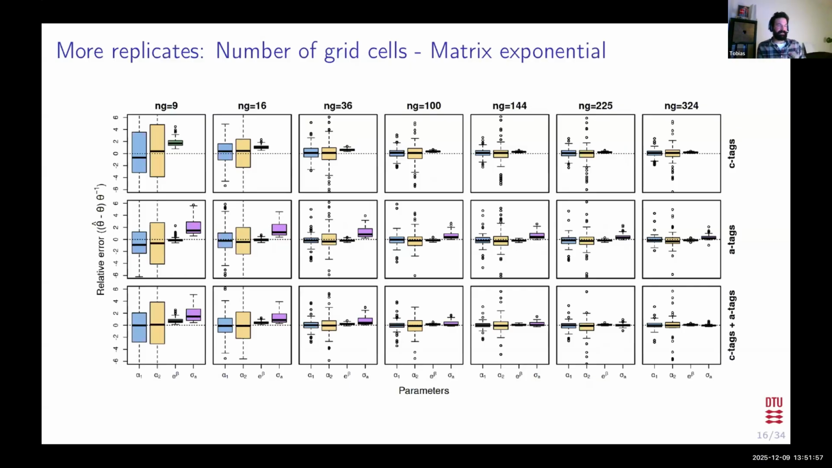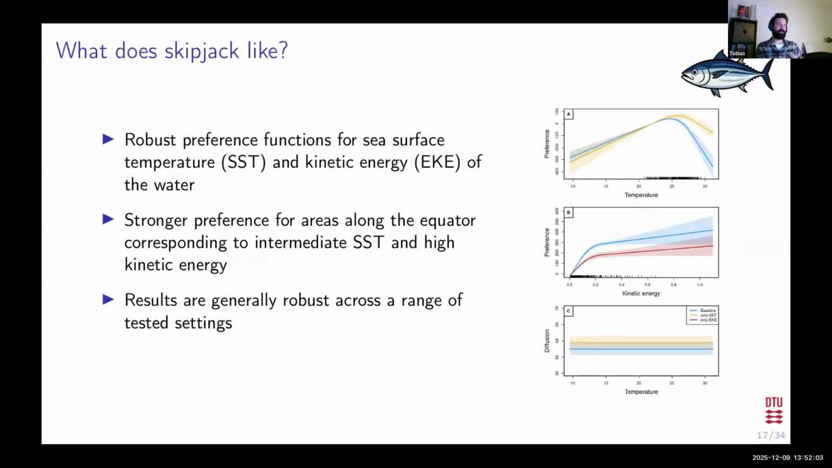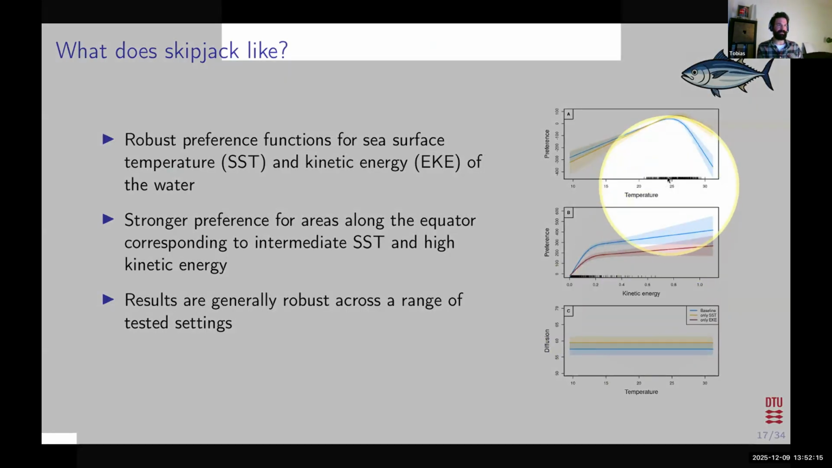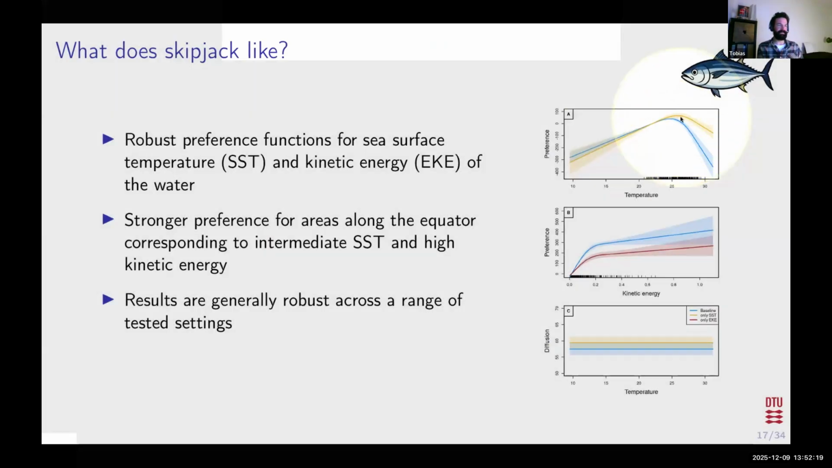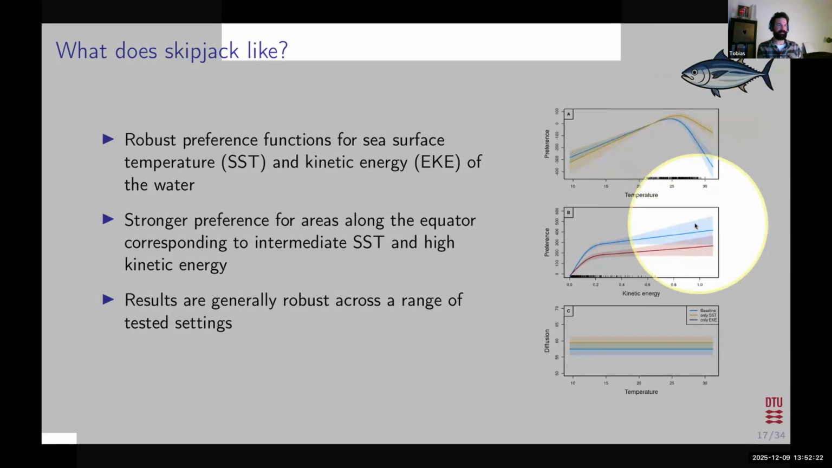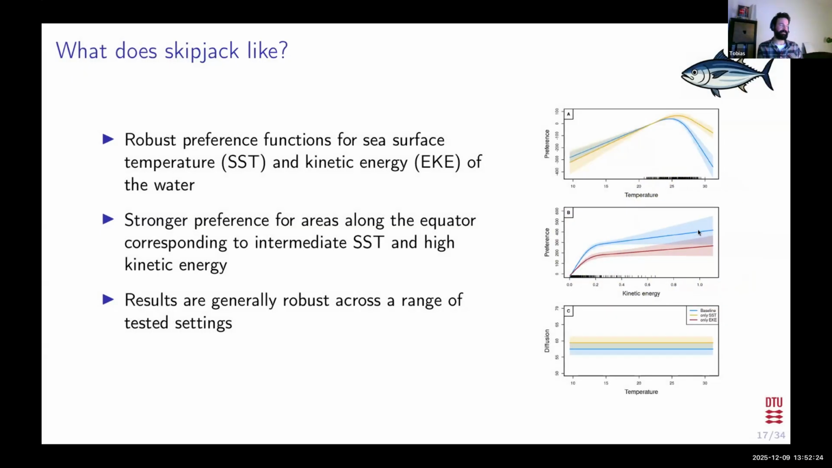So that was enough for us to see it should work in principle, and also in a small simulation study. We applied this also to our skipjack tuna and could see some preference for sea surface temperature and also the kinetic energy of the water. And this is shown in A here. Some intermediate temperatures showed the largest preference, and high kinetic energy of the water showed the biggest preference as well.